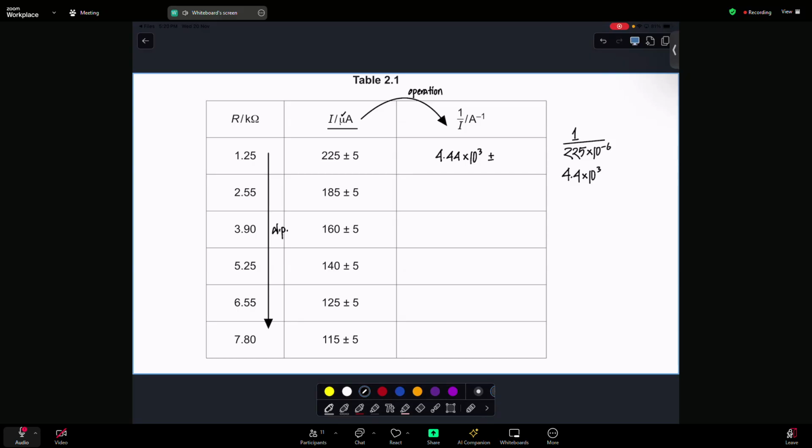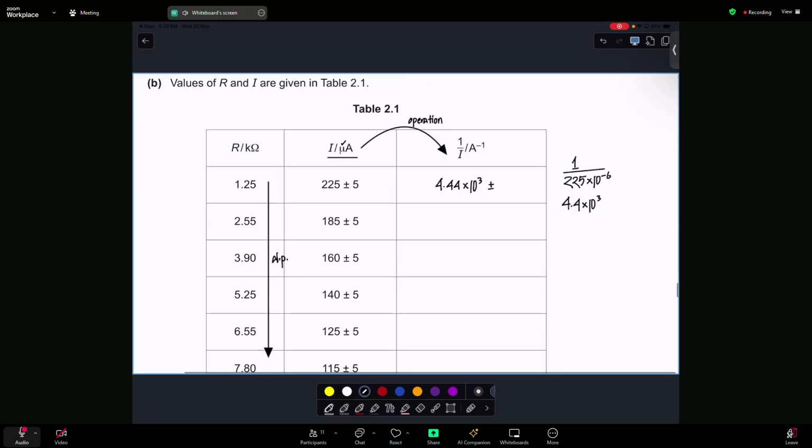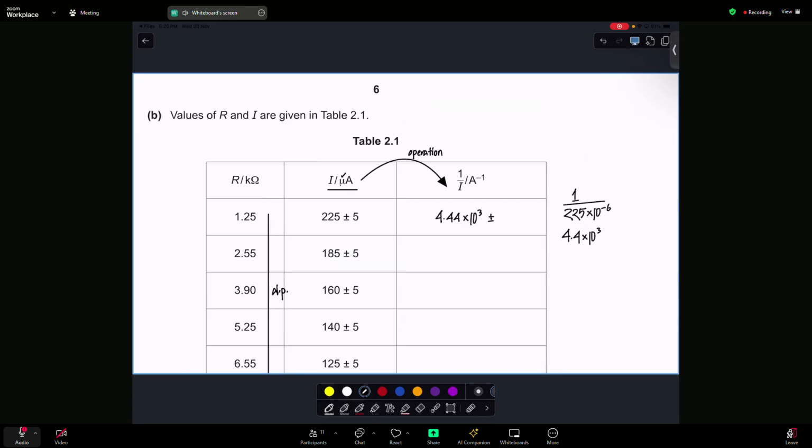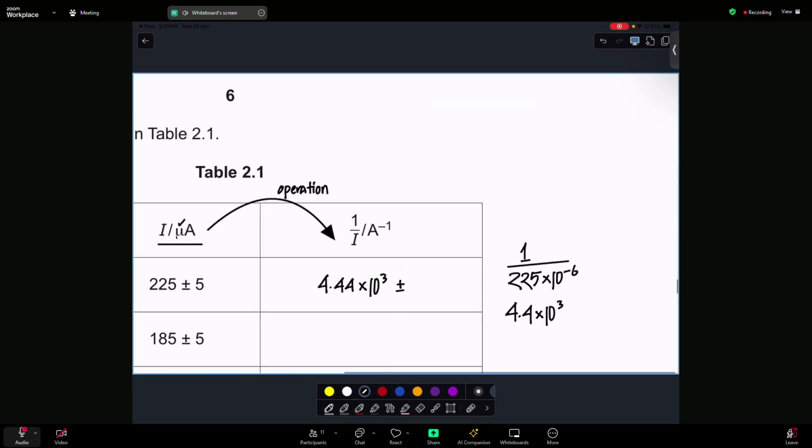Percentage uncertainty. You were close. So there's no formula for this. What I'm going to show you, there's only one way of doing it. It's called a manual method.